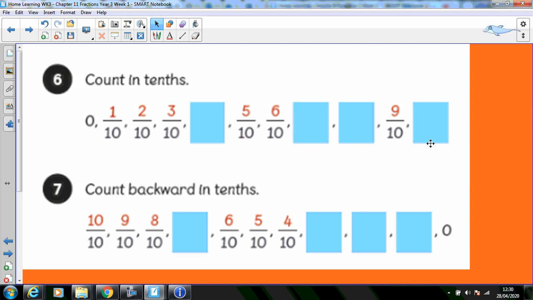Now let's see if you can do it backwards. Count backwards in tenths. 10/10, 9/10, 8/10, 6/10, 5/10, 4/10. Fantastic. Okay, we're going to move on to guided practice.